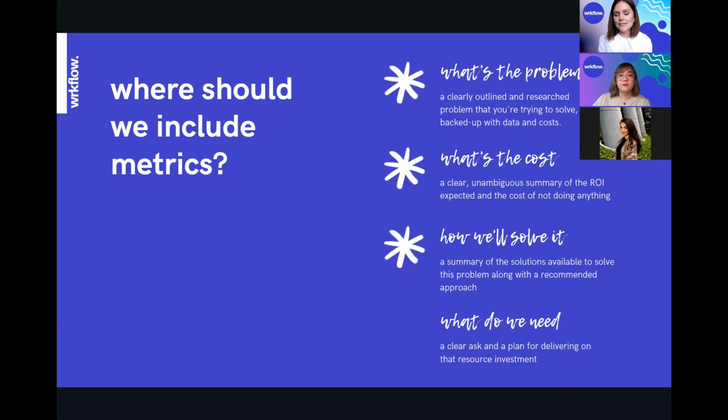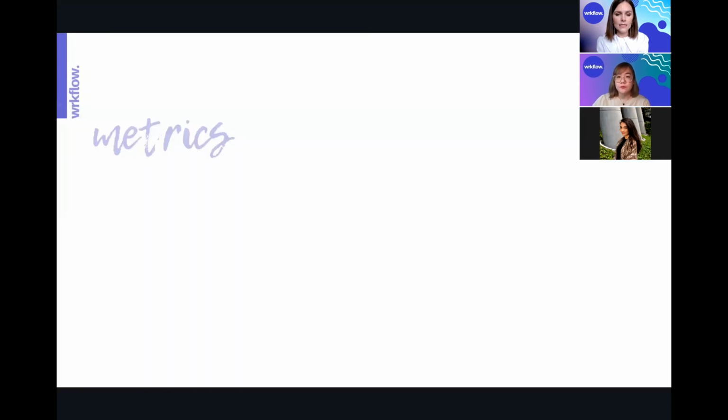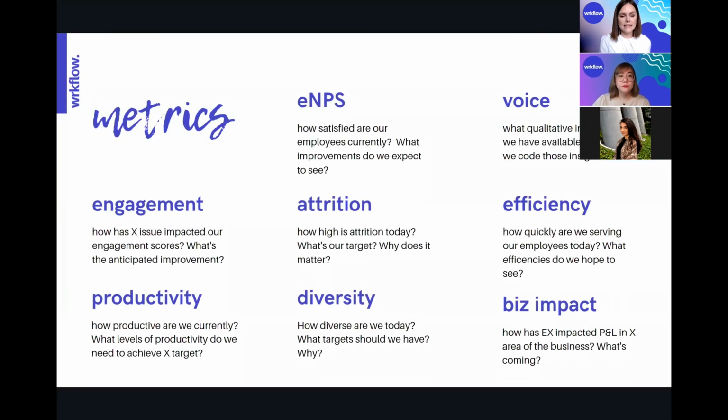Second, what is the cost? Again, maybe slightly harder, but include metrics here on what the anticipated ROI is, what you're expecting to see in terms of improvements in efficiency and productivity or net promoter score, whatever it is, include that here. And then lastly, how we'll solve it. Again, really important, just including metrics on these 3 sections will really help to solidify your argument and your case for investment.